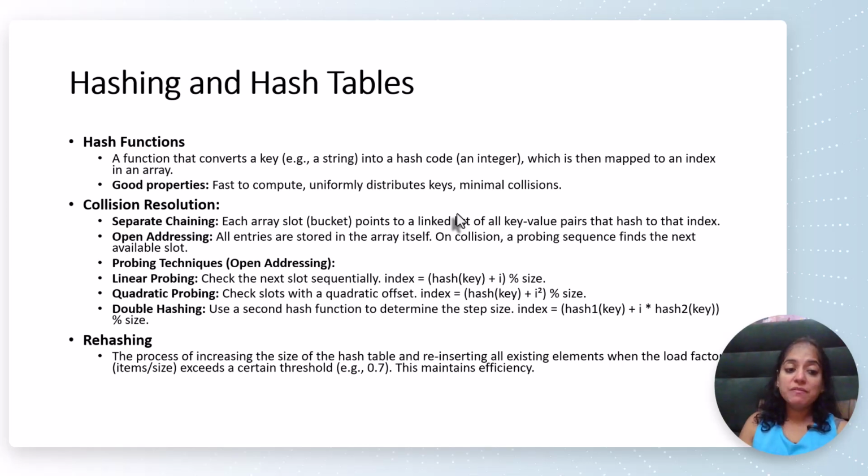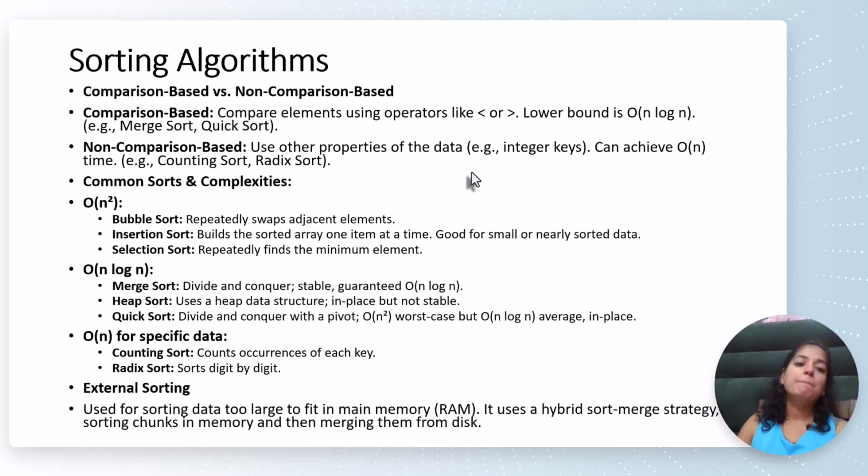For rehashing, we maintain the load factor, that is, how much of the array is filled. If it is filled up to a certain threshold, then we declare a new array of double size and apply the hashing again. That is called rehashing. Then we discussed some of the sorting algorithms.